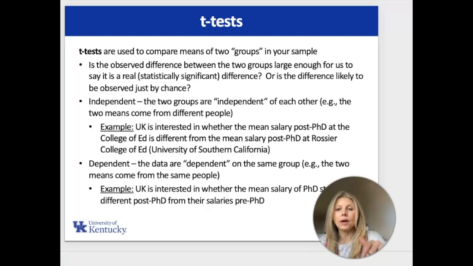We could also do a dependent t-test, and in that case, of course, the group is dependent. So we might think about a pre-test and a post-test, and the two means that we are using come from the same group. So we're usually thinking about two different time points.